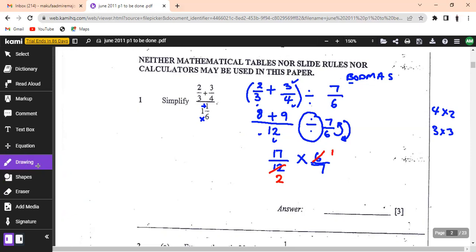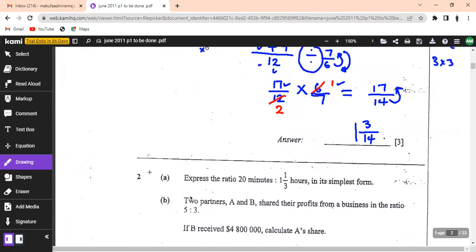If I am to multiply properly, as I can see here, we can't reduce anything further. So you can simply multiply 17 times 1, which is 17, over 2 times 7, which is 14. And 14 into 17 is 1, with a remainder of 3. So this is 3/14. That's what we obtained, guys, and it's actually 3 marks for that. They can ask a question of that nature, depending on what you're given. That's what you simply do.